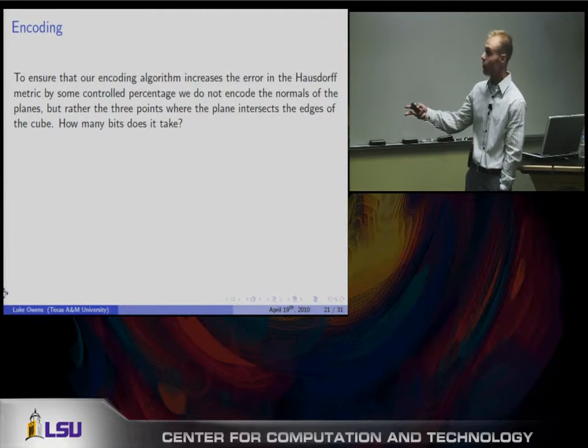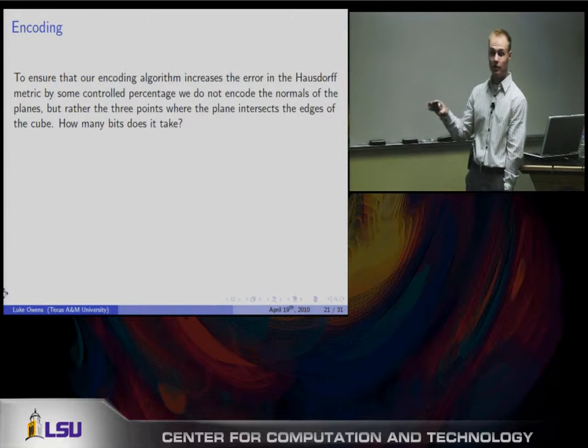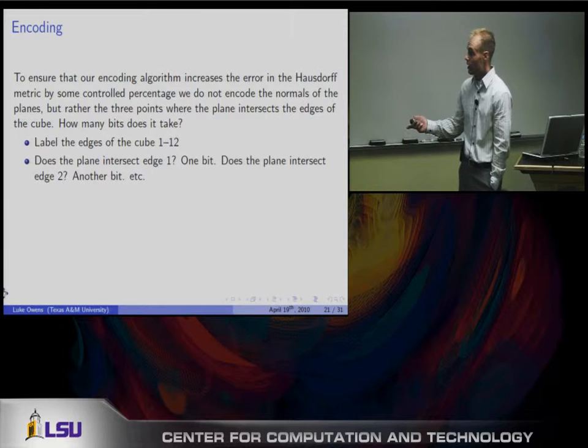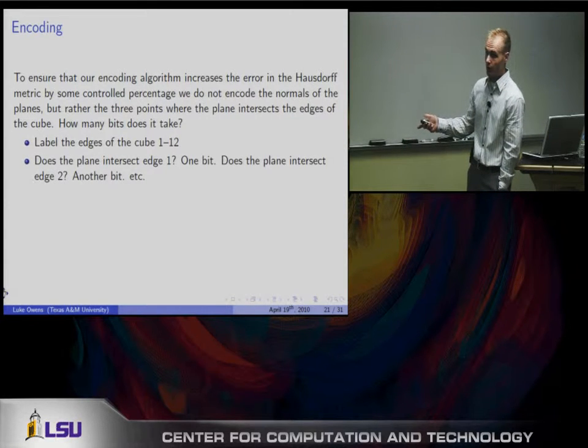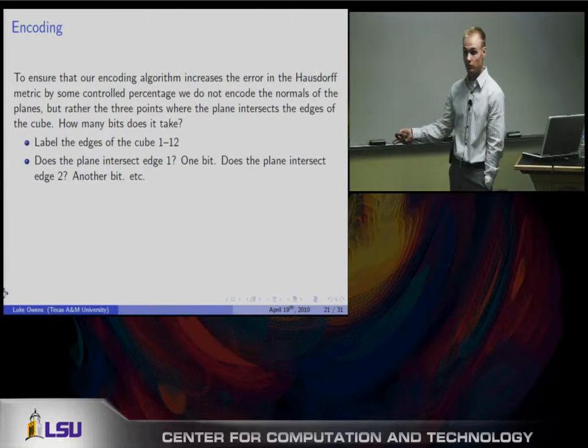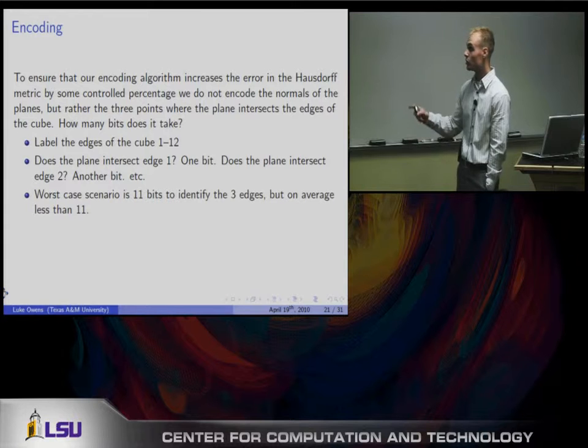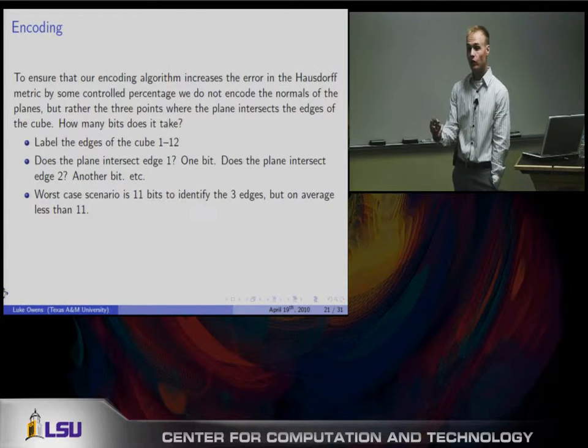But first, let's go through how many bits it takes to encode these planes if you're doing the intersection of the edges. The problem is you need to identify what edges that plane intersects. So you label the edges 1 through 12. Does the plane intersect edge 1? 1 bit to tell you yes or no. Does the plane intersect edge 2? Another bit, etc. But the nice thing is, the worst case scenario is 11 bits, right? Because you can stop after you get to 3.